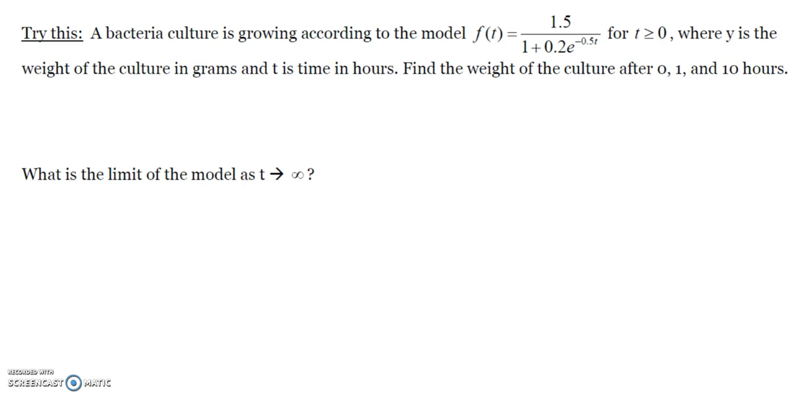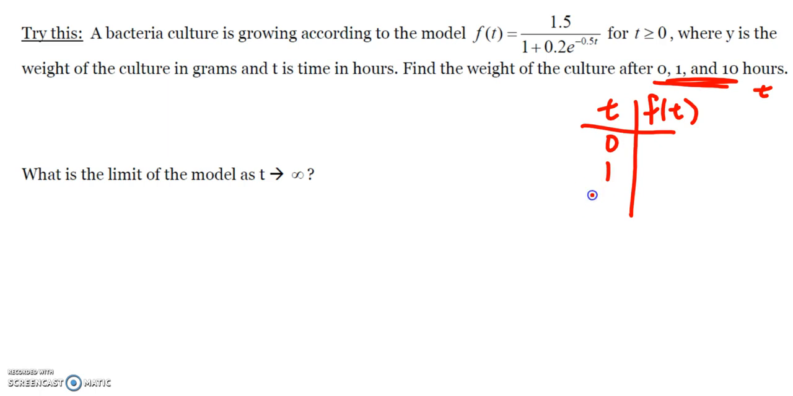A bacterial culture is growing according to this model, where t is greater than or equal to 0, y is the weight of the culture in grams, and t is time in hours. We want to find the weight of the culture after 0, 1, and 10 hours. So what we're going to do is literally plug in for time. I'll make a chart. My x's are really my t's here, and for my function f of t, I'm going to plug in 0, 1, and 10.